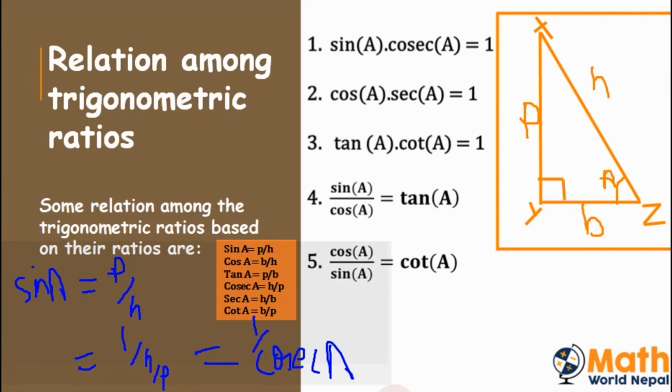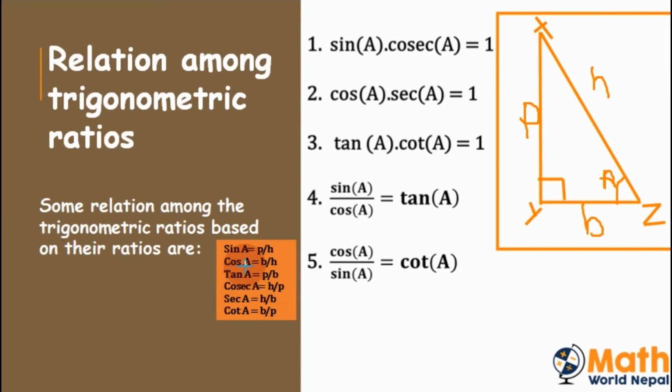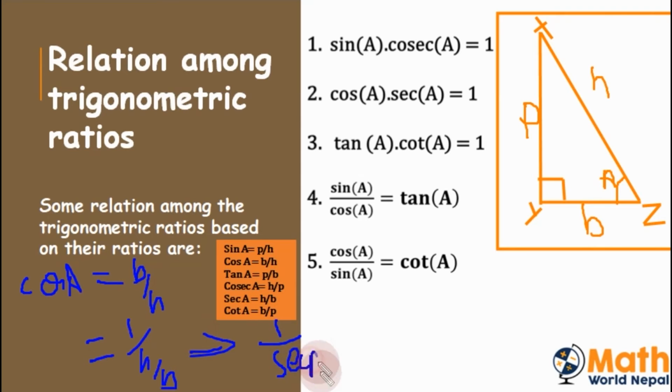Similarly, we will use cos A for the second relation, which is cos A equals B by H, and we can also write B by H as 1 upon H by B. So H by B is given by sec A, so cos A can be written as 1 by sec A, which verifies the second relation.